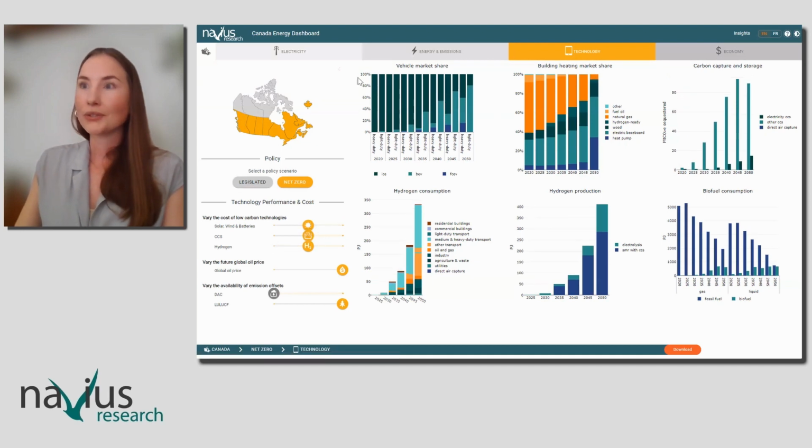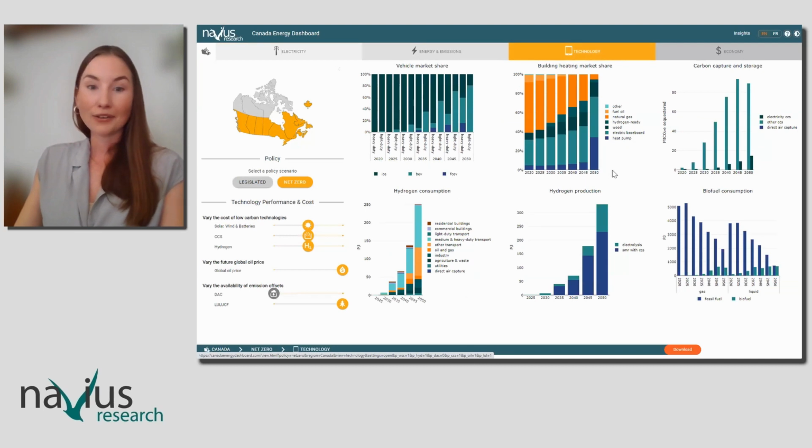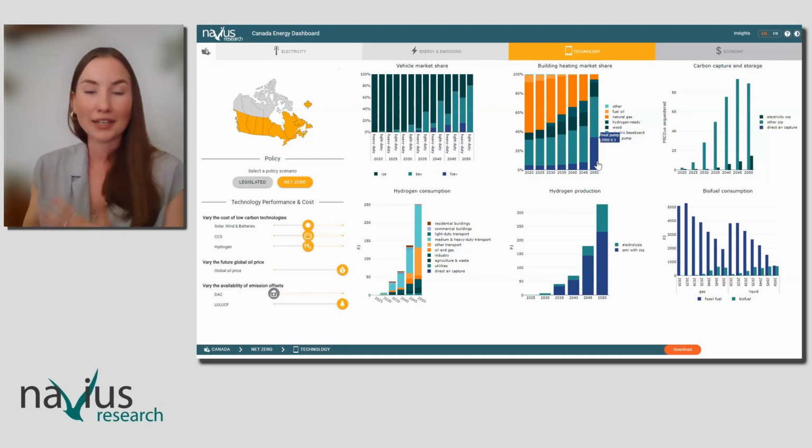Going back to the electricity dashboard, another sector that we saw driving this increase in electricity demand under net zero policy is residential and commercial buildings. And the second figure in the technology dashboard is showing you total market share by building heating type. So under net zero policy here, we're seeing a mix of electric baseboard heating and heat pumps in 2050. And this is what is leading to increased demand for electricity in the building sector.